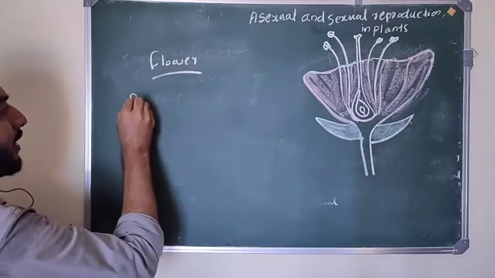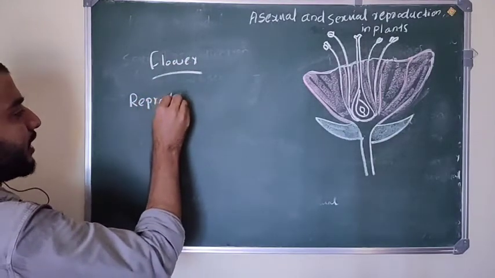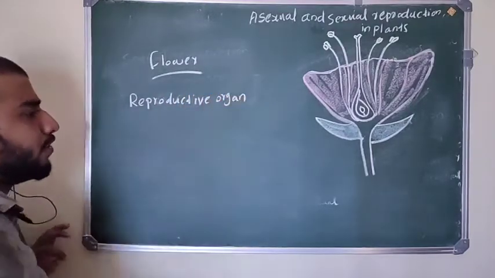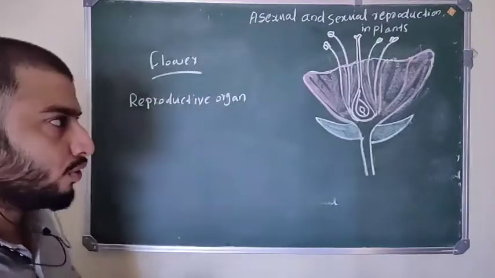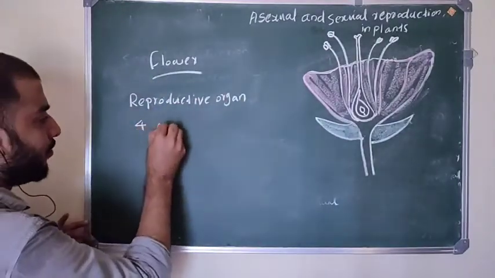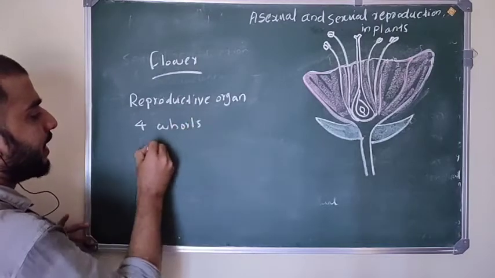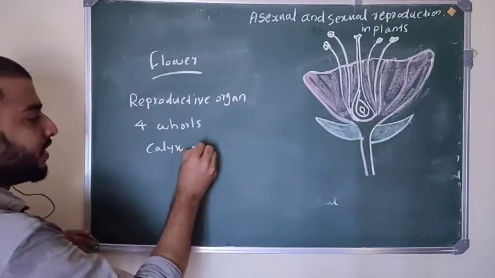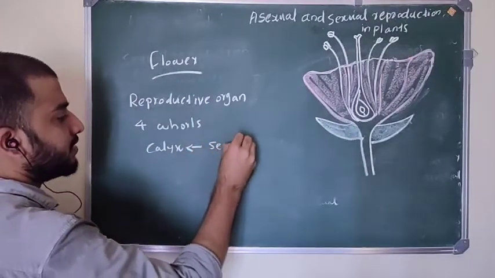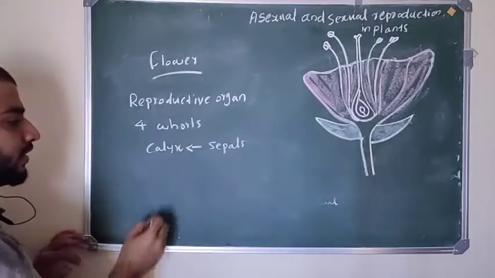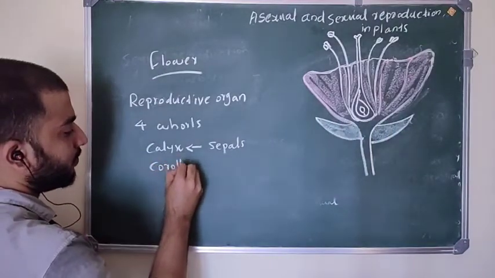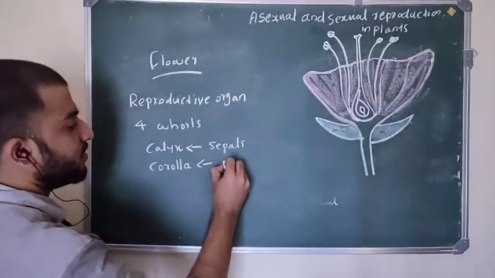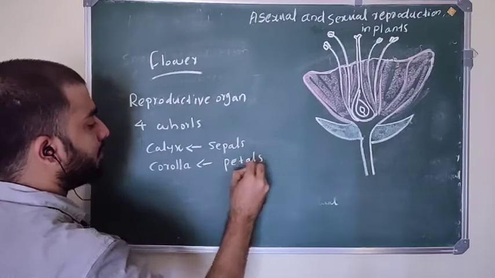The flower is the reproductive organ, which is actually a modified shoot. In +1 we already studied the different parts of the flower. A flower has 4 whorls. The first is the calyx, which consists of sepals. After the calyx comes the corolla, which consists of petals.